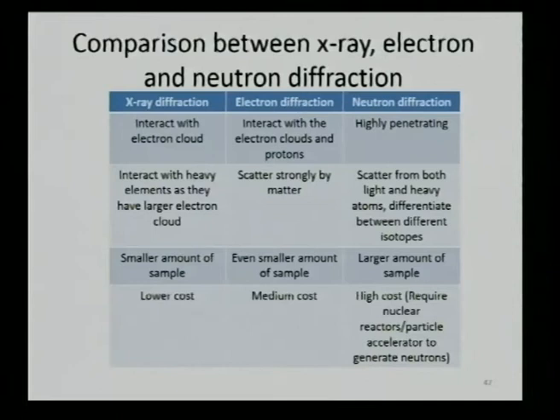In neutron diffraction, neutrons interact with both heavy and light elements, and also neutrons interact differently with different isotopes, so this is a good thing. However, the neutron sources are very expensive, and we need either a nuclear reactor or a particle accelerator to produce neutrons. Another thing is neutrons do not carry any charge, so the interaction of neutrons with matter is not as strong as X-rays with matter, and the consequence is we need a larger amount of sample.